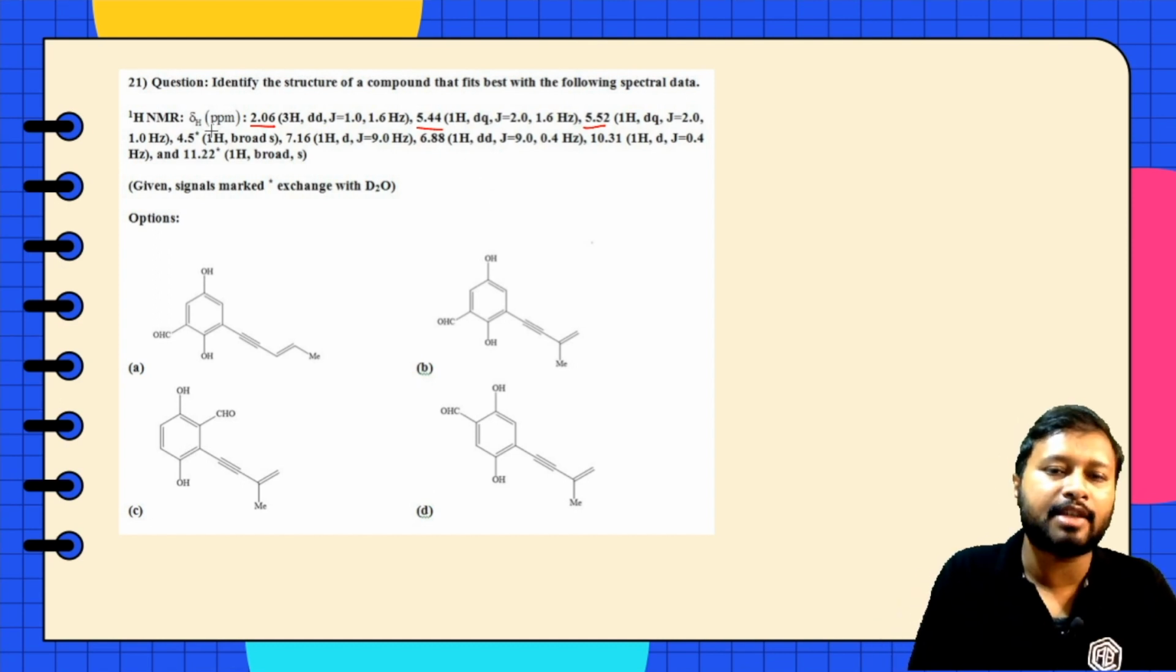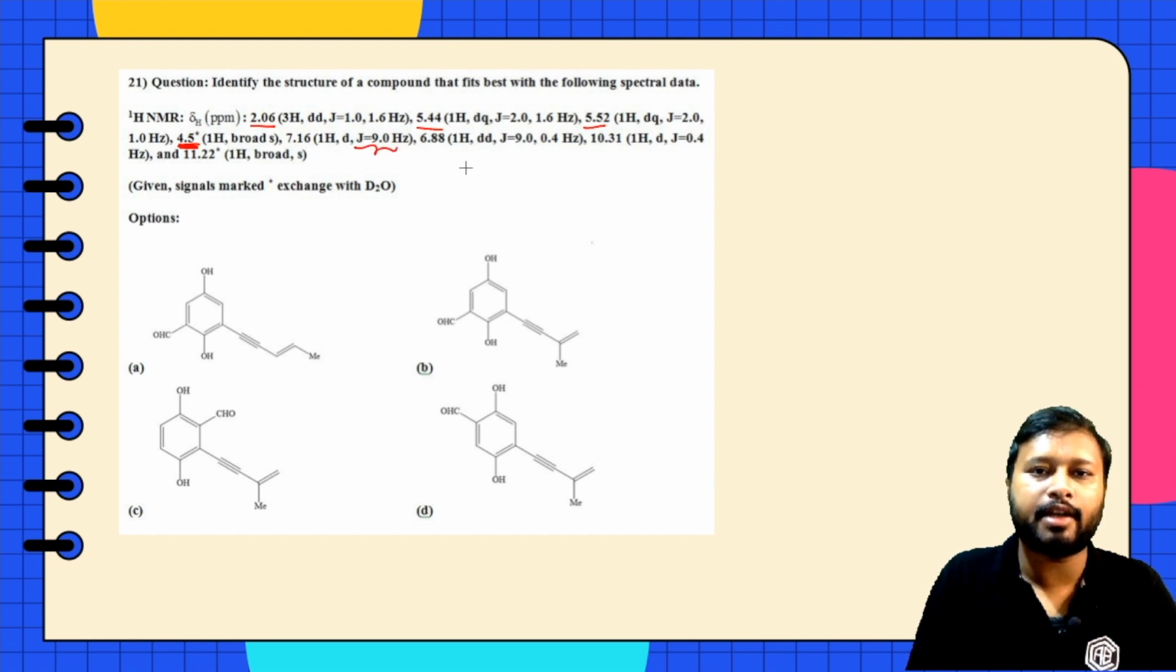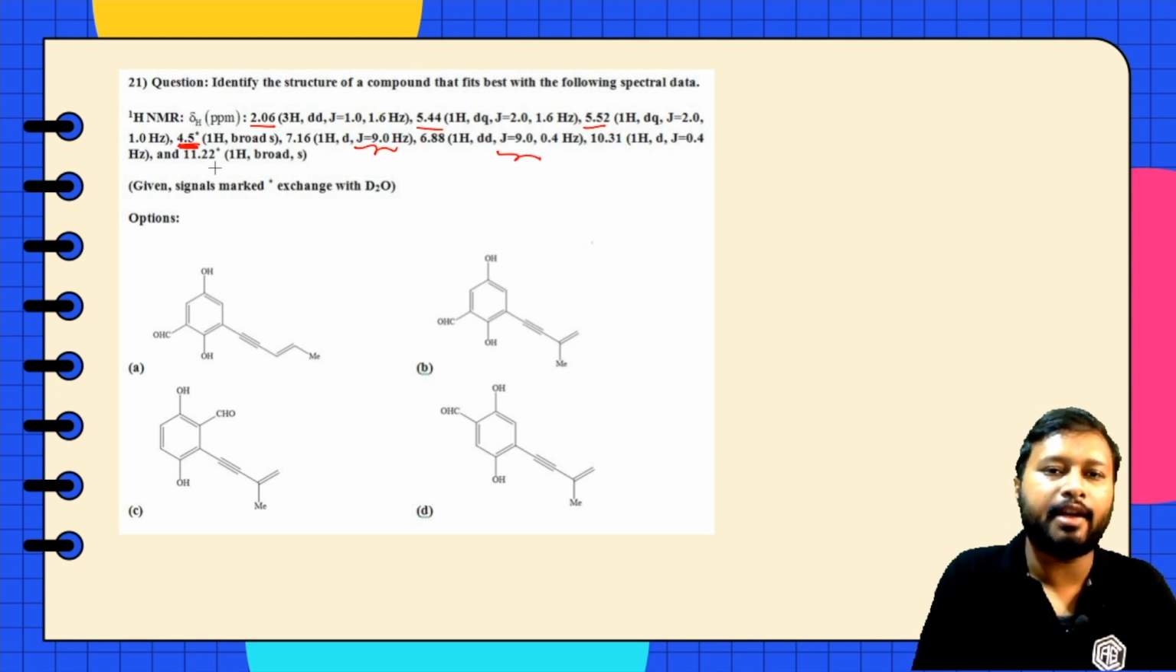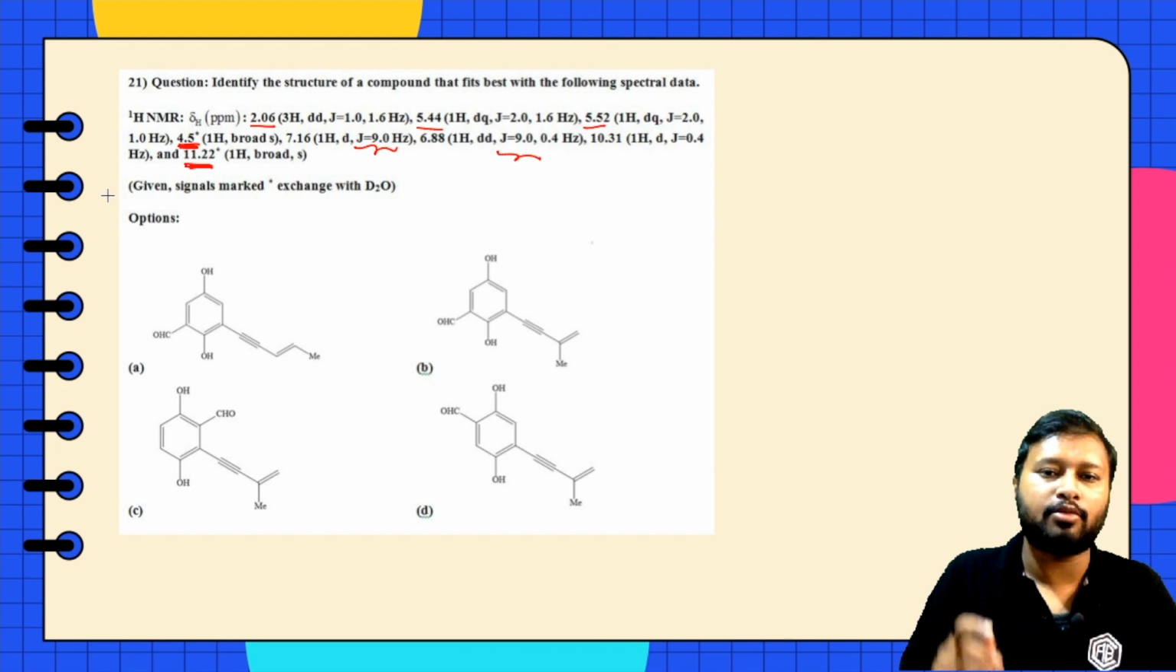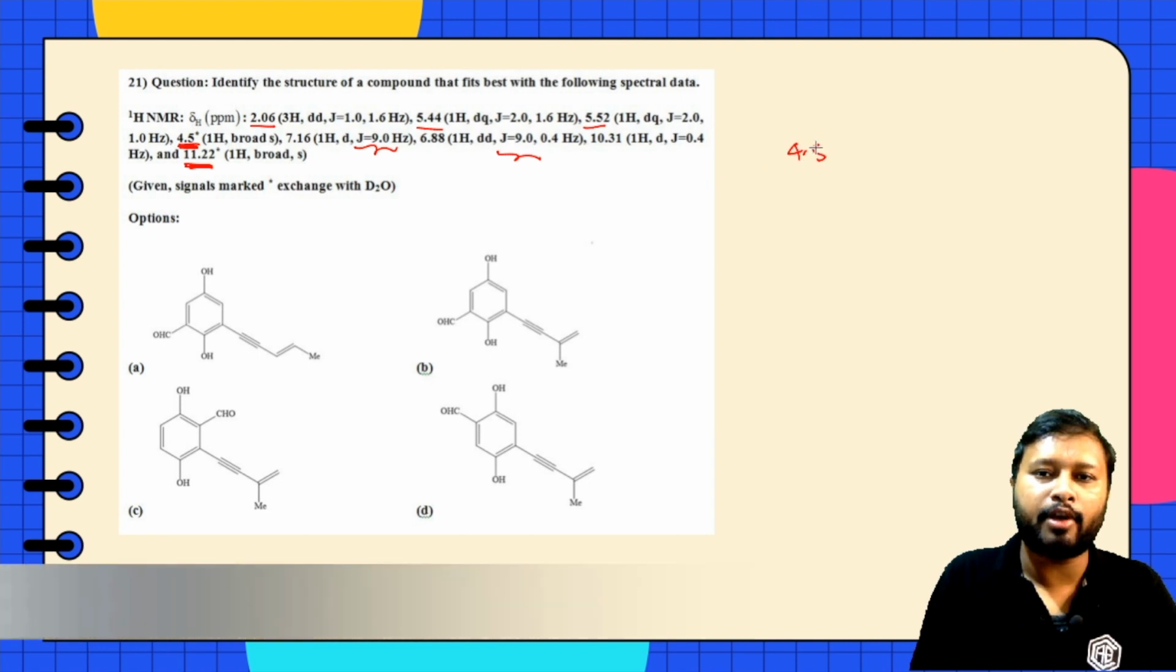Then you have 4.5, star marked. The star marked is basically D2 exchangeable. So this is D2 exchangeable, 1 hydrogen, broad singlet. Then you have 7.16, 1 hydrogen, doublet, J equals 9 Hertz, and then 6.88, 1 hydrogen, doublet of doublet, J equals 9 Hertz. Then you have 10.31, 1 hydrogen, J equals 0.4 Hertz. And then 11.22, again 1 hydrogen, broad singlet, and this is again D2 exchangeable. As I told you in the previous question, D2 exchangeable is because of an OH group. So basically this 4.5 and 11.22 are because of OH groups.